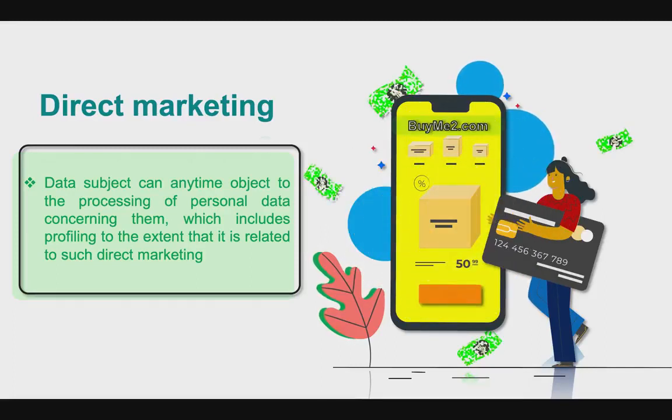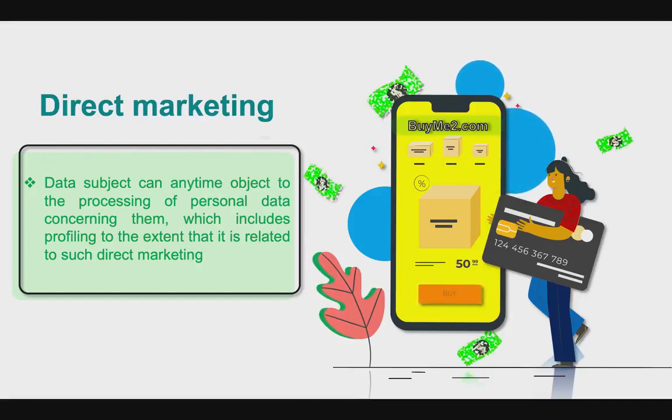Here, the data subject shall have the right to object at any time to processing of personal data concerning them, which includes profiling to the extent that it is related to such direct marketing. When the data subject objects to processing for direct marketing purposes, the personal data shall no longer be processed for such purposes. Let's break it down one more time by taking the example of our fictitious company buyme2.com.